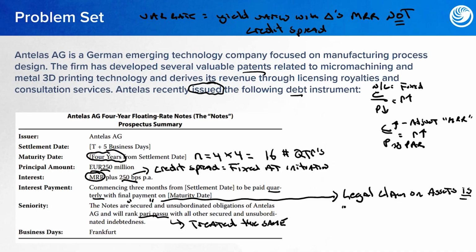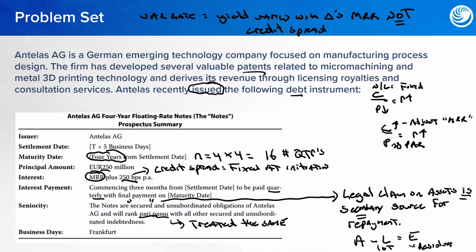That legal claim on assets is secondary in terms of the source for repayment. We're hoping they don't have to liquidate their PP&E, their patents to generate cash to repay the debt. So remember the balance sheet. Liabilities have the first claim on the assets. The equity has a secondary claim, okay? That's that residual interest we spoke about in financial accounting and reporting.